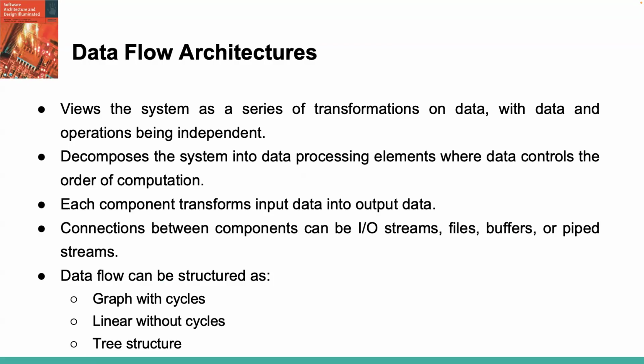Let's break this down. The key idea here is that the system is decomposed into a set of components or elements, where each element is responsible for transforming input data into output data. These transformations are independent of each other and can happen sequentially or in parallel. Now, let's break this concept further with examples.